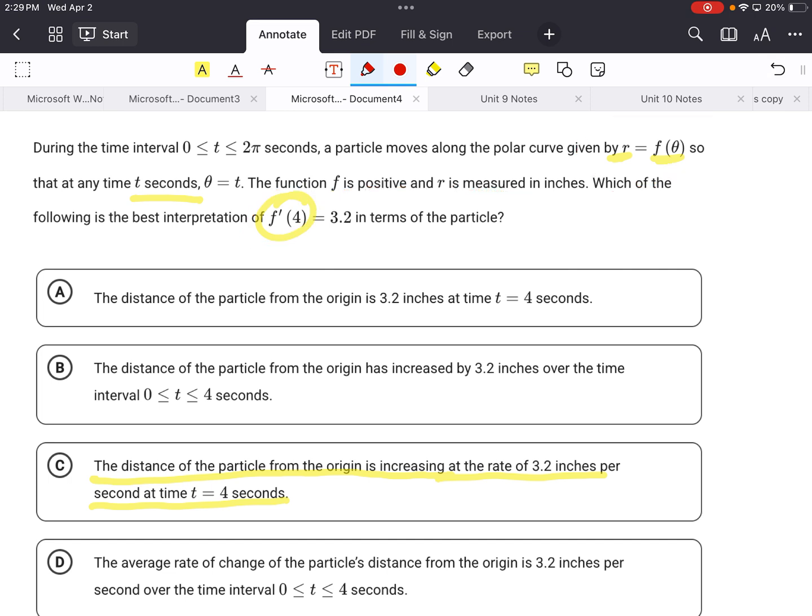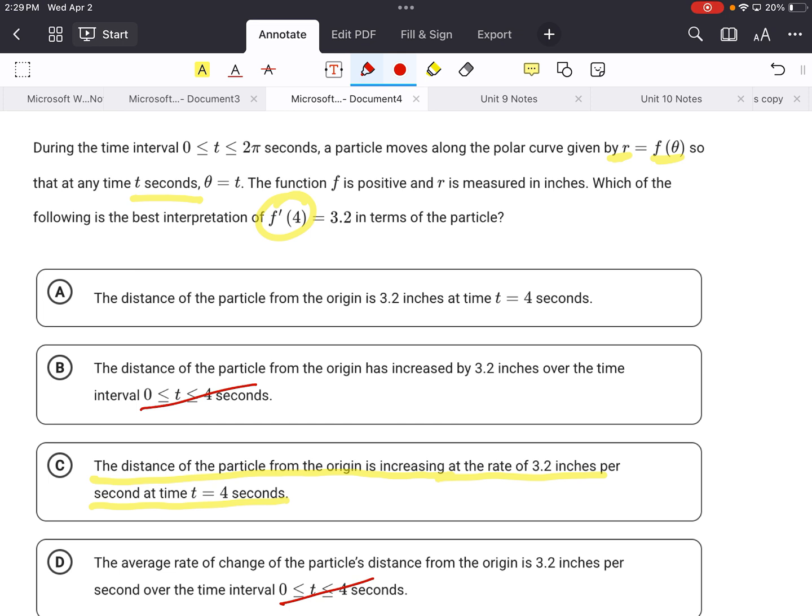Oh, hold on, let me back up. It said theta is equal to t. So 4 is theta, but theta is also the time. So I need something that says something about 4 seconds. Okay, so t equals 4 seconds. T equals 4 seconds. Those look good. But if I were doing an integral, then that would mean the integral from 0 to 4 seconds. Okay, I'm not doing an integral, so those don't look so good.